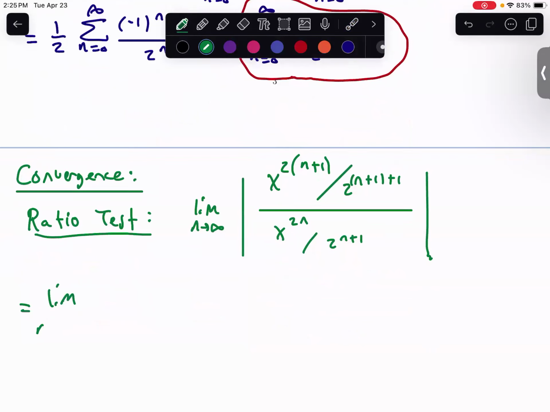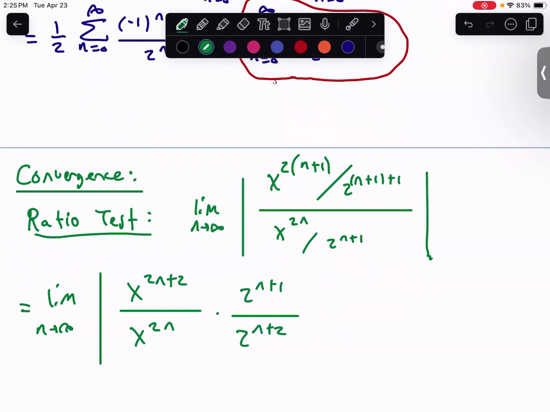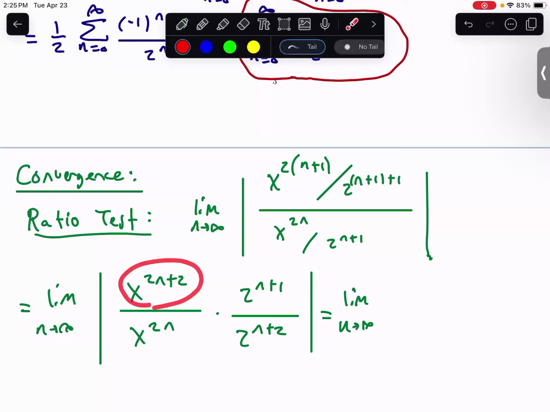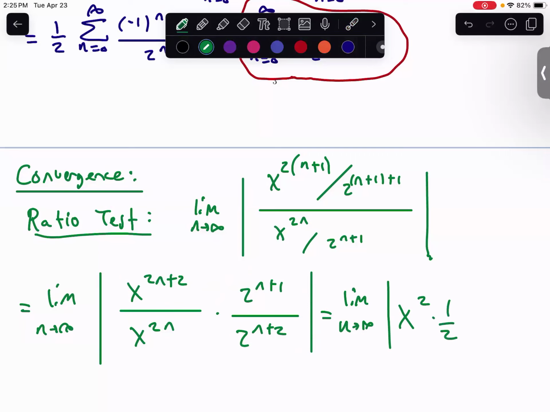Now you can just do the ratio test. Things will cancel out nicely, and you'll be able to determine the interval of convergence. So this is really going to be x to the 2n plus 2 over x to the 2n multiplied by 2n plus 1 over 2n plus 2. So a lot of things end up canceling out with one another. This is the limit as n goes to infinity. So x to the 2n plus 2 over x to the 2n will just give you an x squared. And then 2 to the n plus 1 over 2 to the n plus 2 will just give you a 1/2. So there'll be a 1/2.